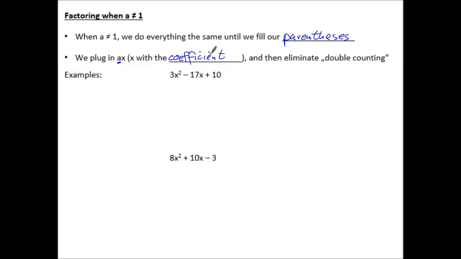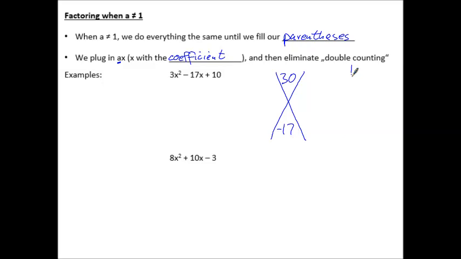And I'll show you what I mean by looking at this example. 3x squared minus 17x plus 10. Let's find our target sum and target product first. Or before we even do that, do we have a greatest common factor? No, not in this example. Our target product is 30. Our target sum is negative 17. So which two numbers will give us 30 when we multiply them and negative 17 when we add them? Since the product is positive but the sum is negative, both numbers have to be negative.